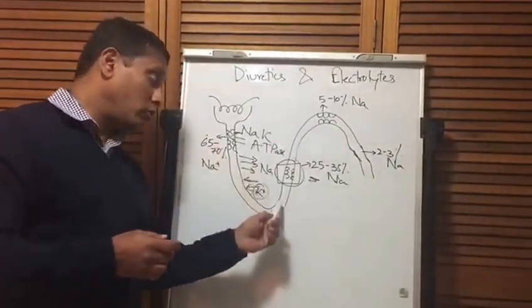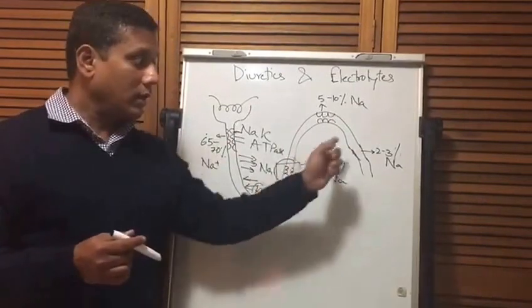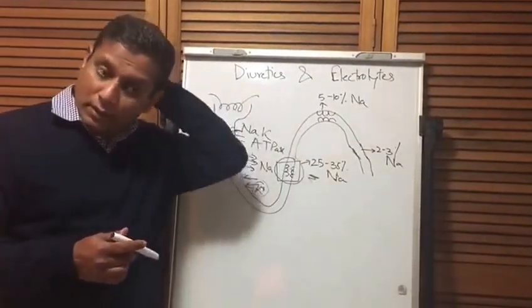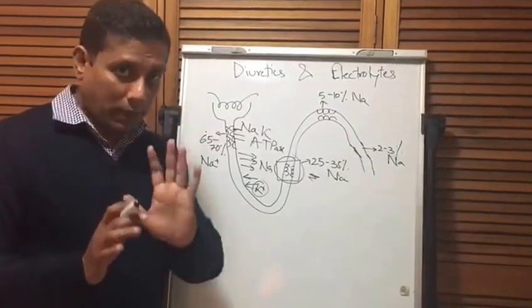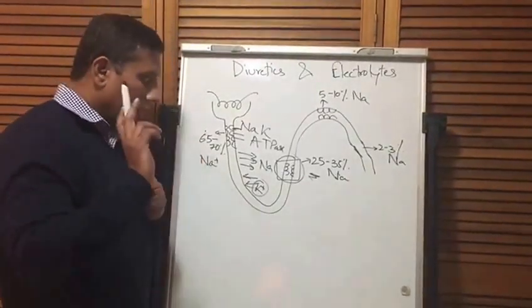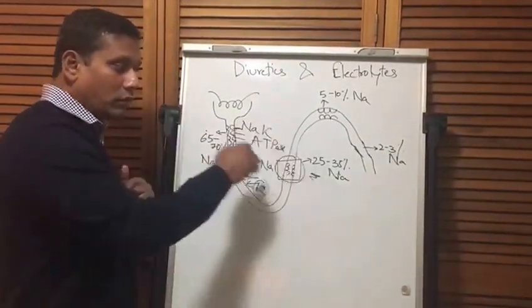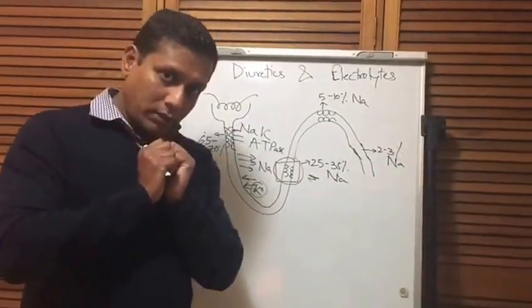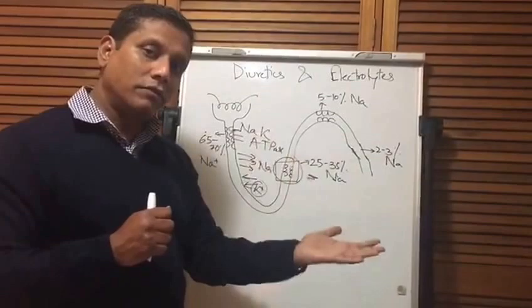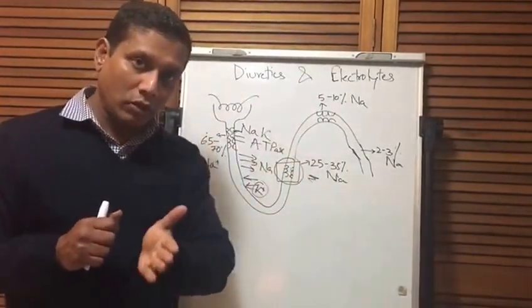Which means if I'm on a loop diuretic or a thiazide diuretic, I'm losing potassium and hydrogen in the urine, and hence I can be hypokalemic and alkalotic. But I think that's just half the answer. The other half of the answer is when you put someone on a diuretic, there will always be a mild intravascular volume depletion, which will lead to activation of renin, angiotensin, and aldosterone.